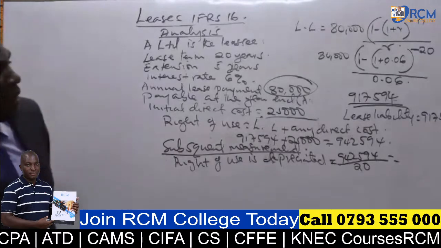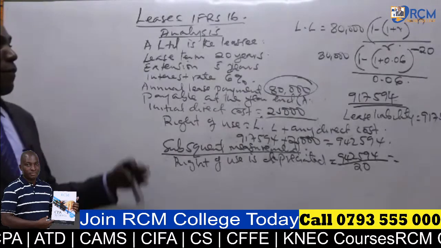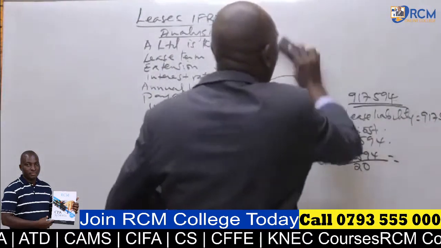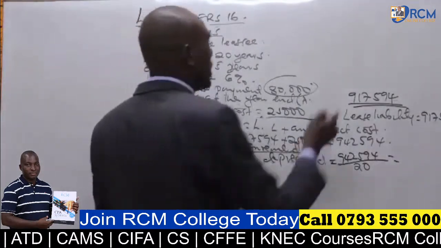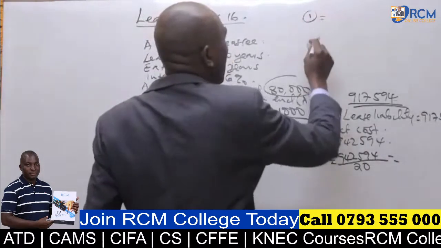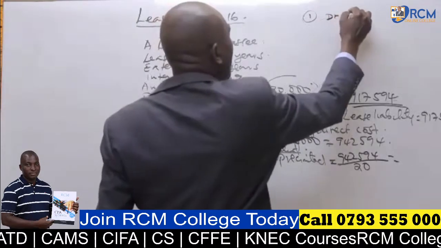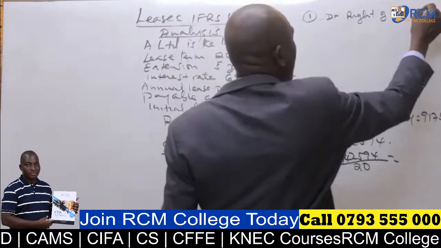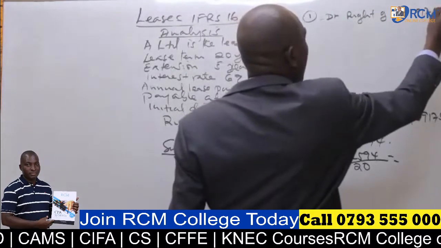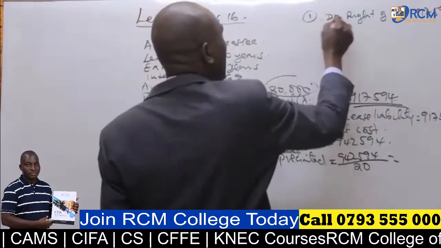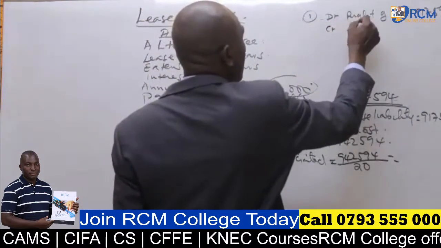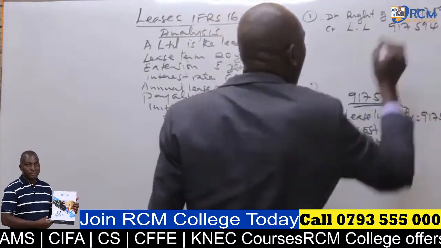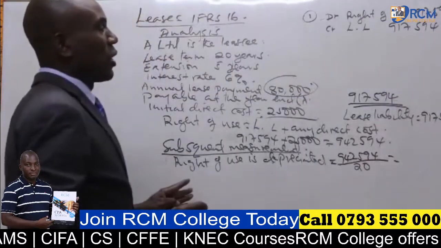Now, if you want us to do the journal entry, journal entry number one will be: debit right of use with 917,594, then I credit lease liability with 917,594. That is on initial recognition.